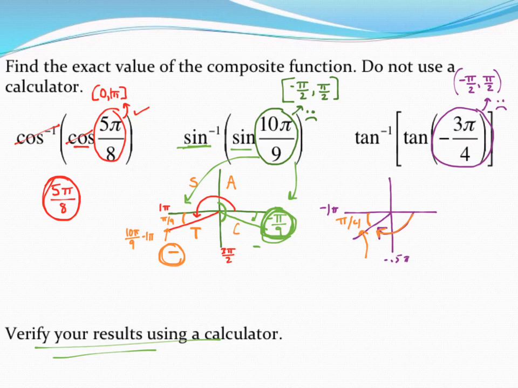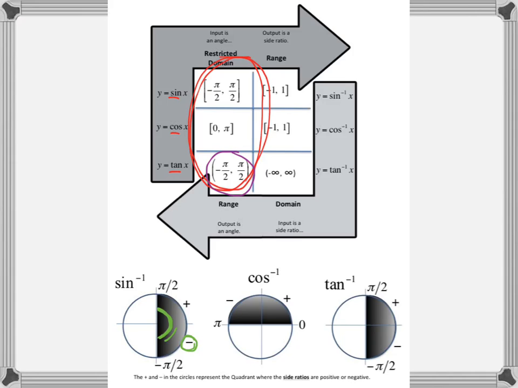So I've got to figure out what kind of angle I'm looking at down here. Well, ASTC tells me that tangent is positive in this quadrant. So I need another quadrant where tangent is positive. And once again, recall, using this piece of paper over here, that tangent can only exist in these, or inverse tangent can only exist in these two quadrants. Since I'm looking for where it's positive, I must be looking for quadrant 1.